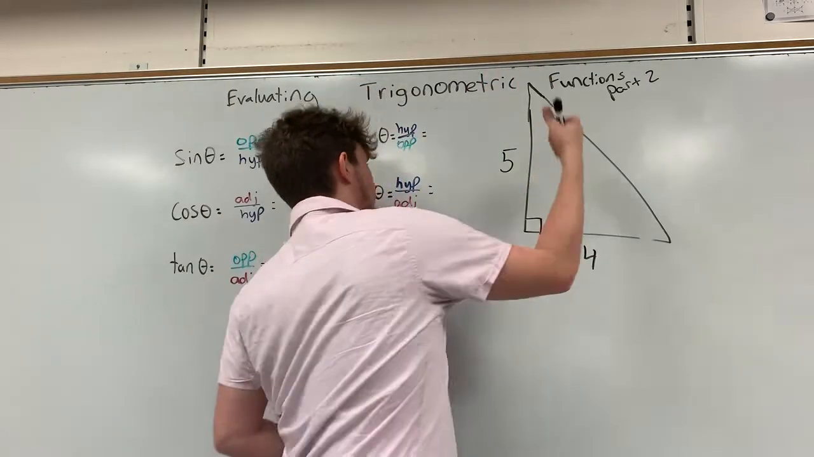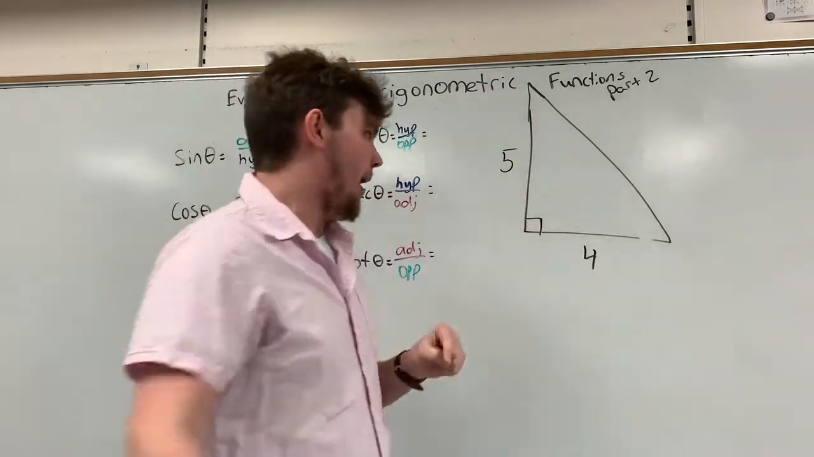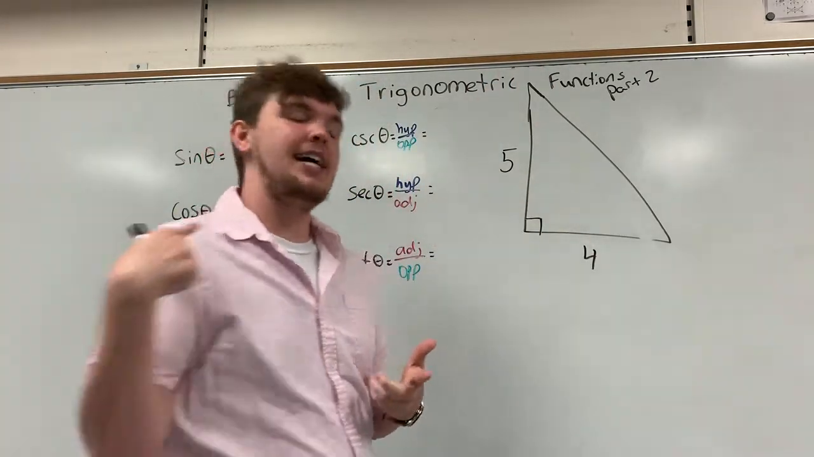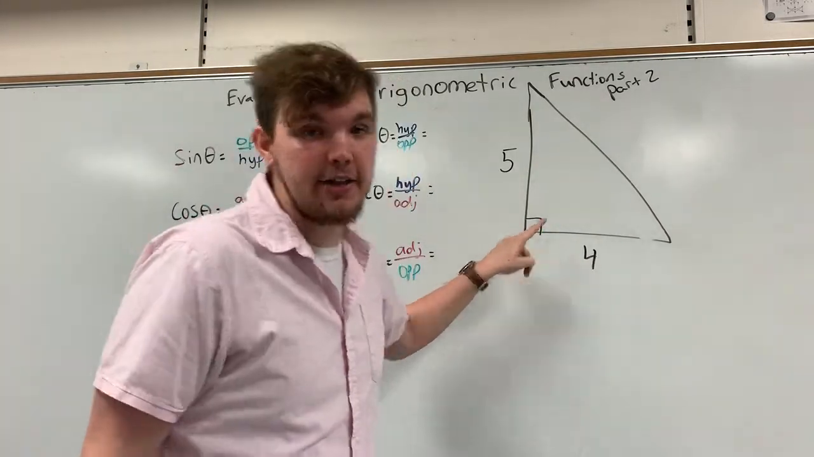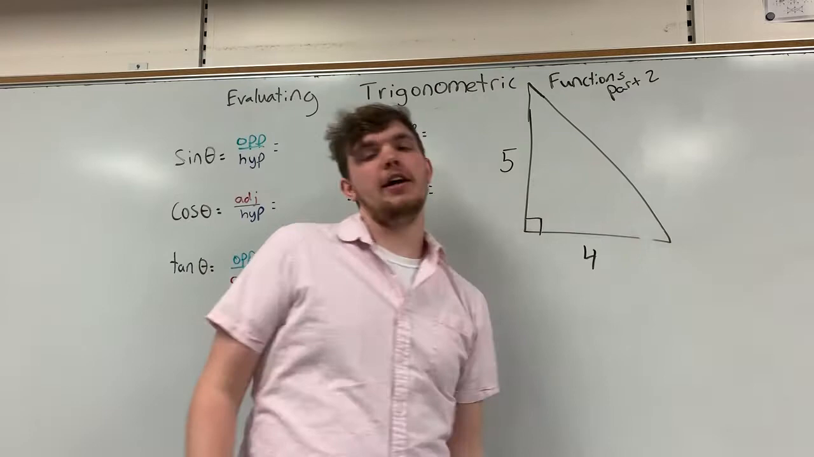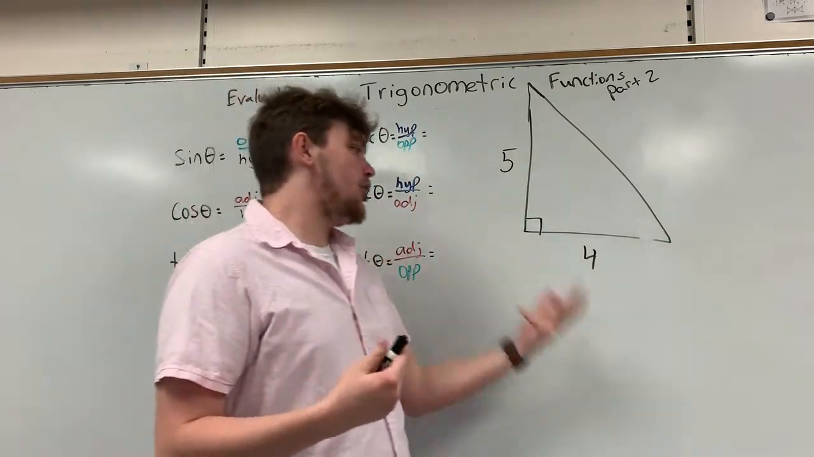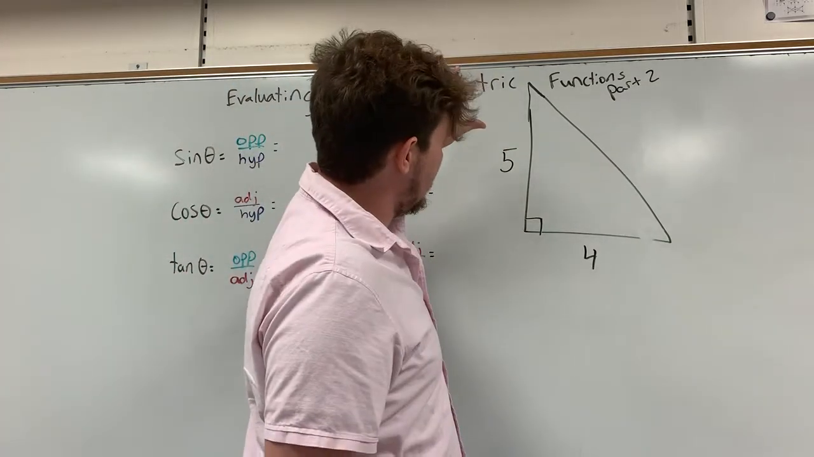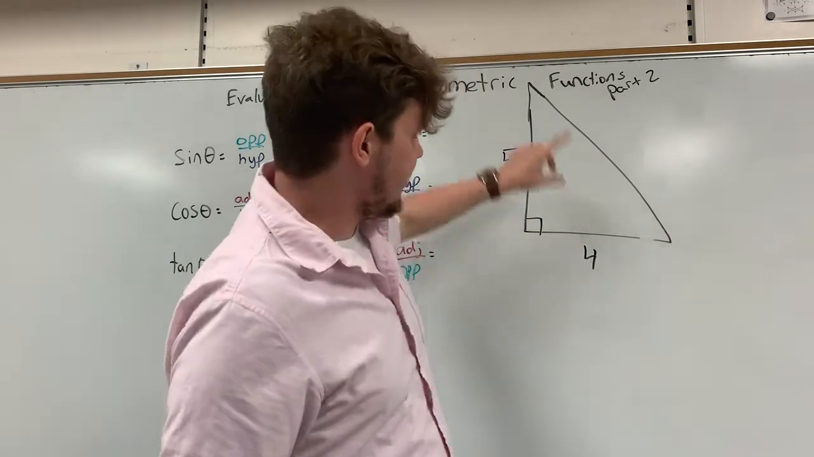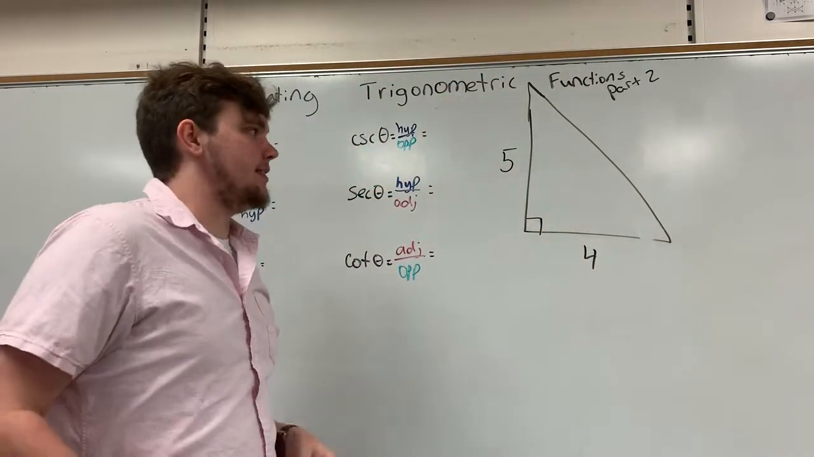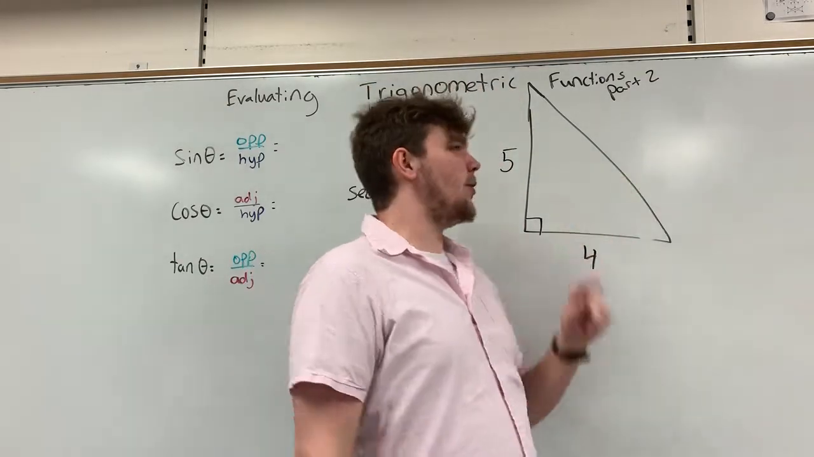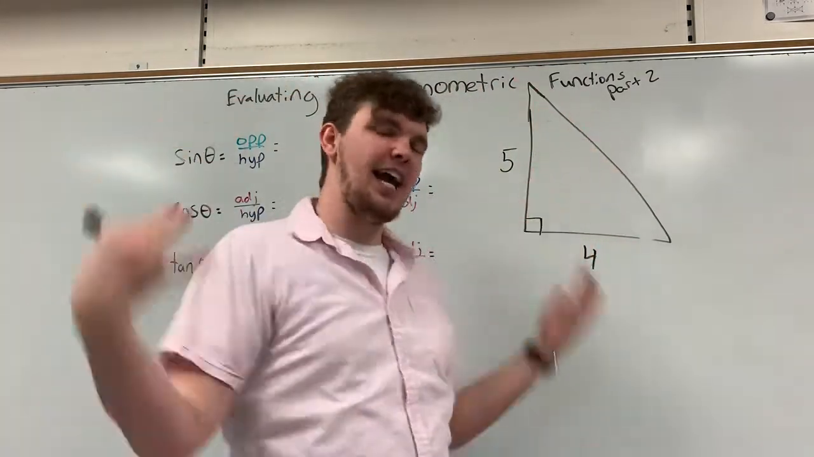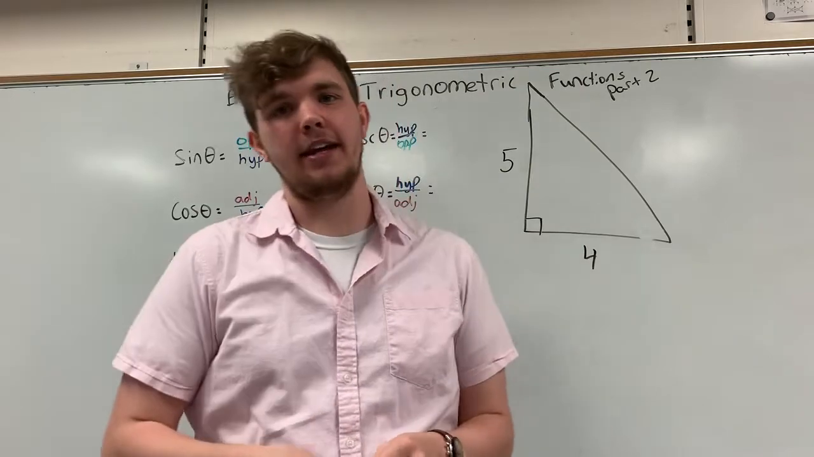Now, I'm given this right triangle right here. I know it's a right triangle again because I have this little square right there. That tells me that, hey, that's a 90-degree angle. So this thing is certainly a right triangle. I do know that one of my side lengths is 4 and the other one is 5. The problem is I don't know what this third one is. And oh no, how am I ever going to find that third side length, right?